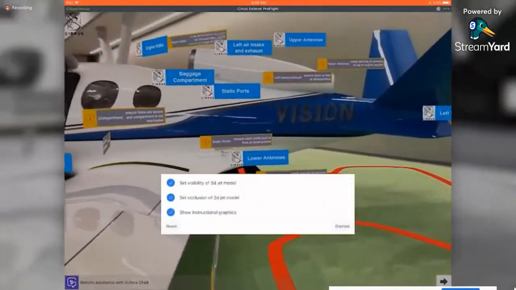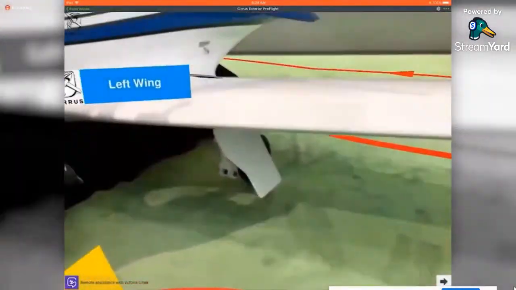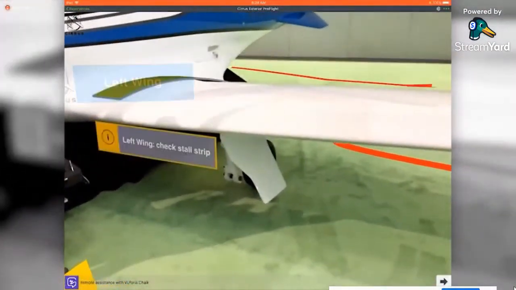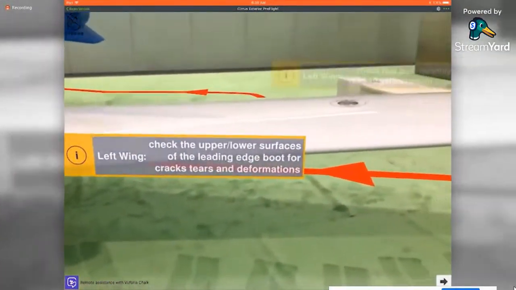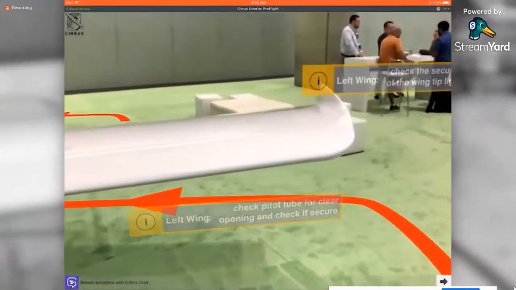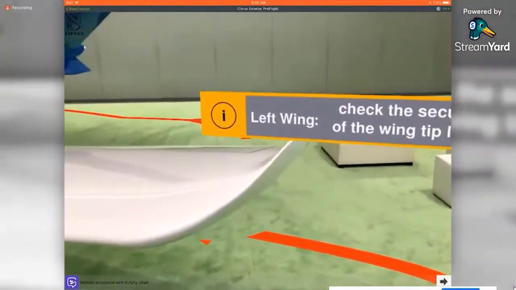Now, ordinarily, this would be a fairly large document with many pages of paper that you would have to go through manually as you cycle through these checks. What we've done is we've taken all of that information and all of those steps and we've created an interactive augmented reality experience for the owner. So now the owner can pick up a tablet or their phone and they can be guided through these pre-flight checks using augmented reality.